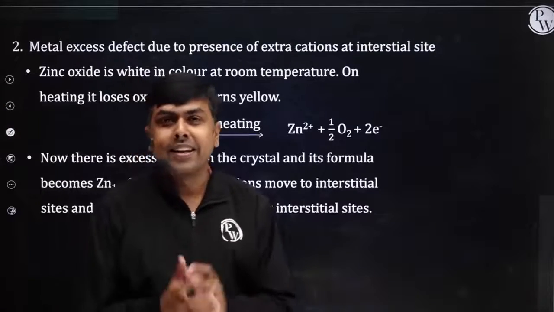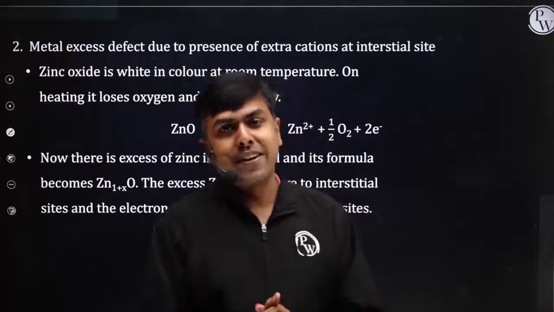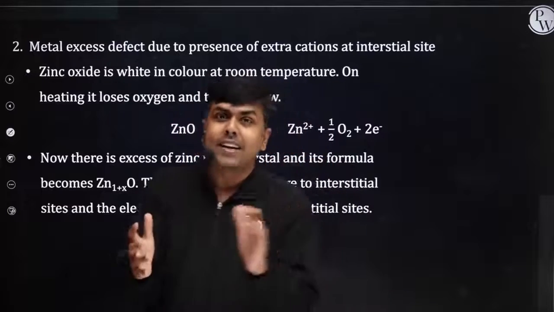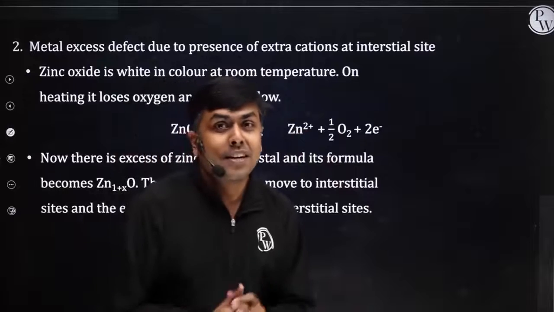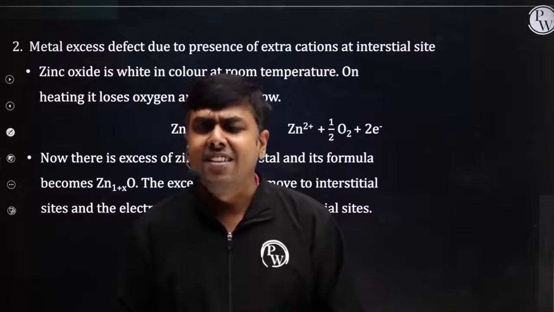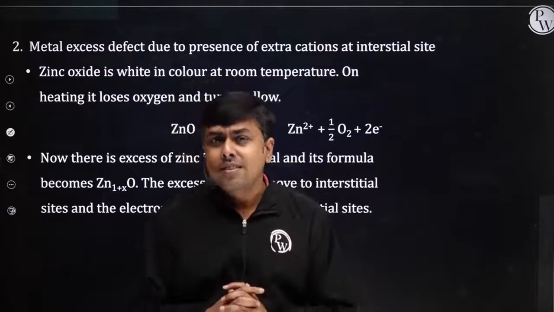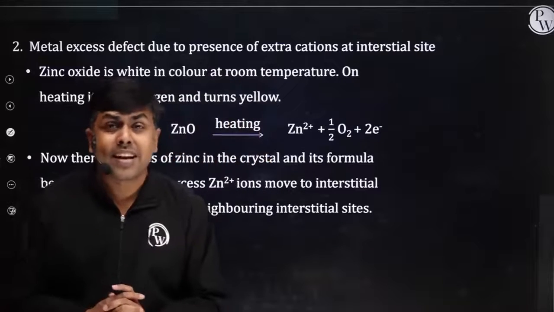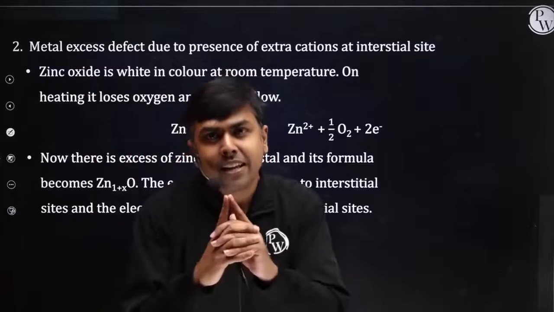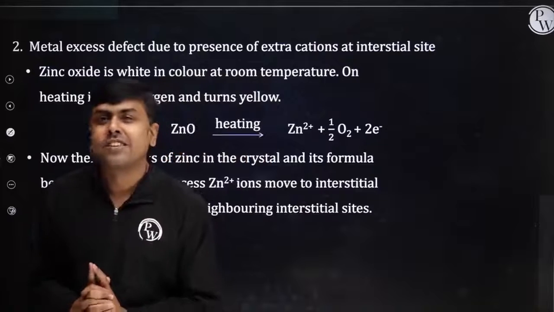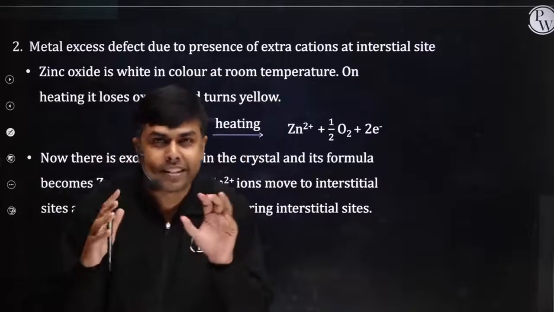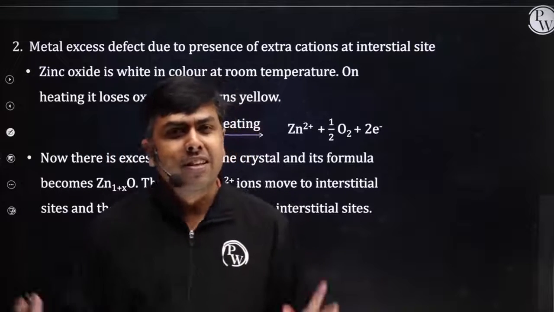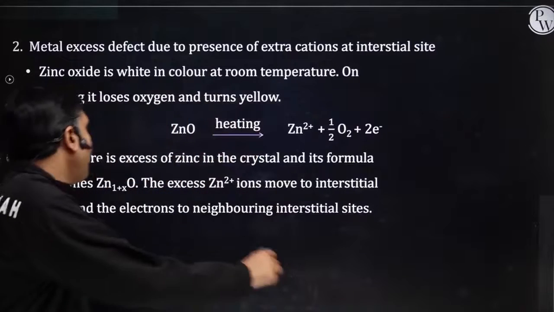Friends, moving ahead, the next type of non-stoichiometric defect we have to study is metal excess defect, due to extra cations. Students, what happens in such cases? Some of the extra cations get trapped in the interstitial voids, and because of that, the net number of cations will increase. The best example is heating of zinc oxide.